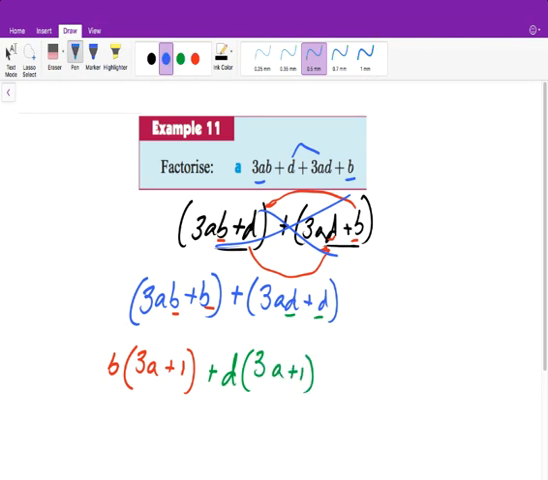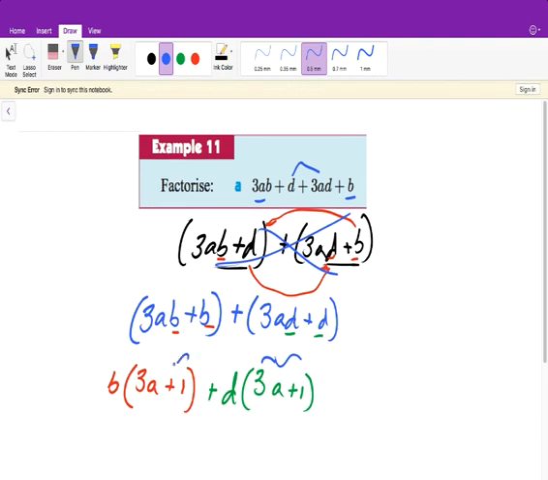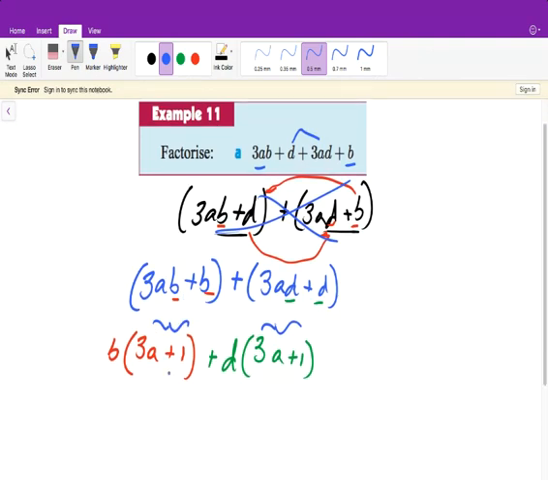Now that we have the exact same binomial written twice, being factored by both, we can go ahead and rewrite these two terms in one binomial. So b plus d, and then it will be multiplied by 3a plus 1. All right? That is our final question. That's our final part for this problem here.